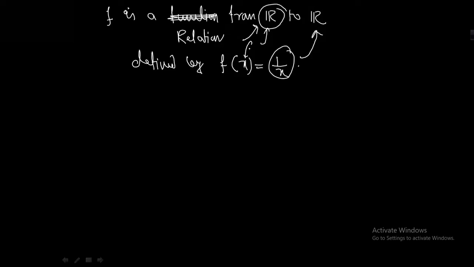Can you consider this as a function? That means, are you getting images of each and every element of the set of reals? And if you are getting images, then are the images unique? Hanana, bol.